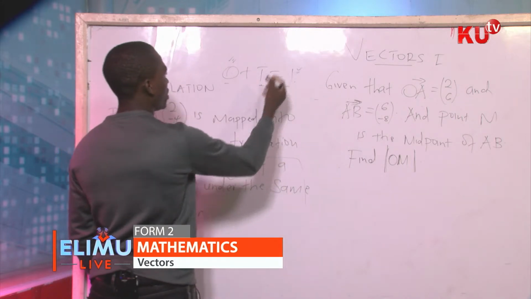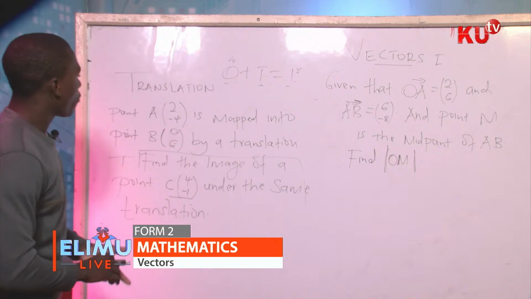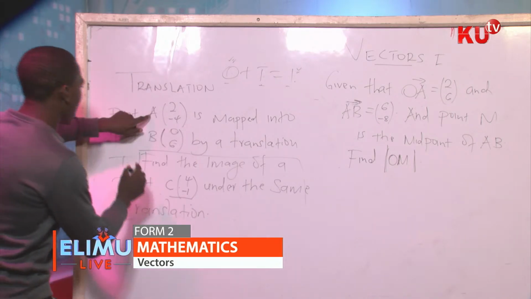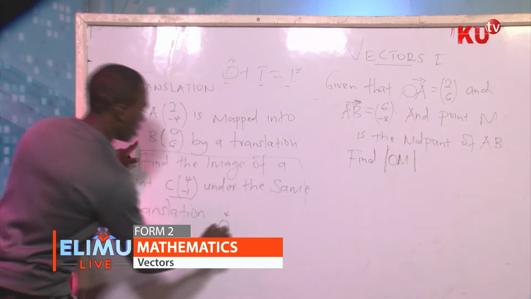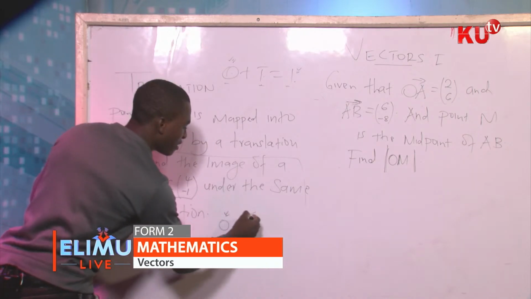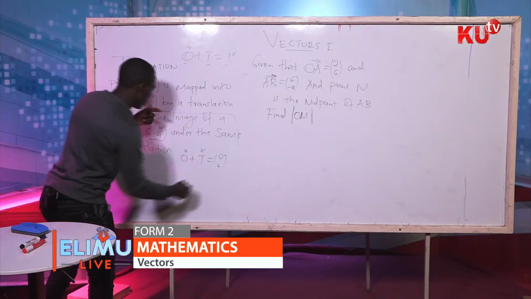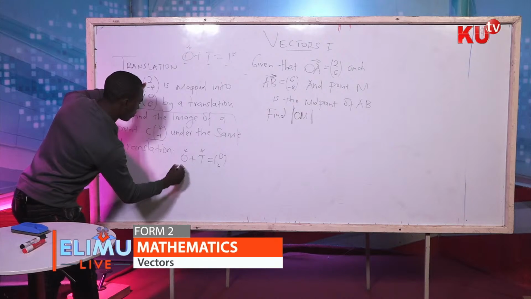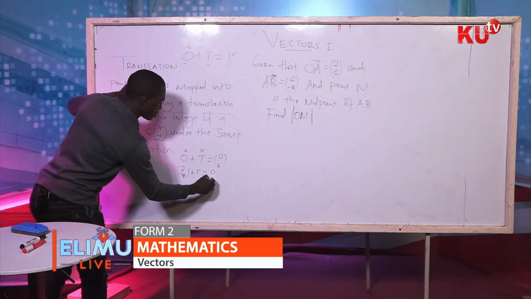So how do we find the image? We first need to find the translation. And for us to find the translation, we use the information that you have been given in the first part. You have been given that a point A, an object, is mapped into an image, but we have not been given the translation. But you have been given that the image is (0, 6). So a point (2, -4) is mapped by an unknown translation T into (0, 6).